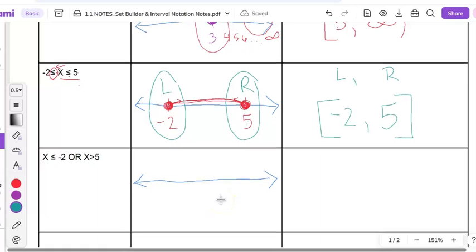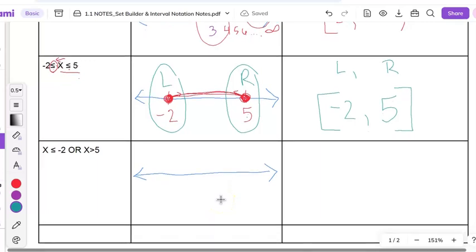All right, let's try one more. So this says we've got the word or, so these are split up. So we've got all the numbers that are less than or equal to -2. So -2 is critical. And we want all the numbers that are less than or equal to, so we get a filled in circle. And less is to the left, so smaller. And then we can have all the numbers that are bigger than 5. So bigger than 5, not included, so this is an open circle, and bigger is to the right.